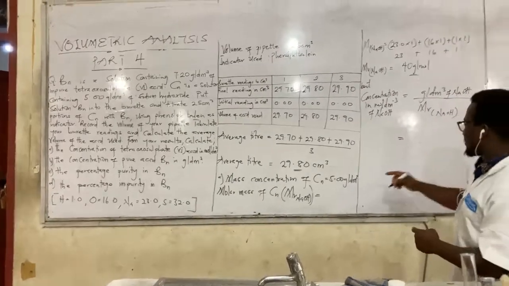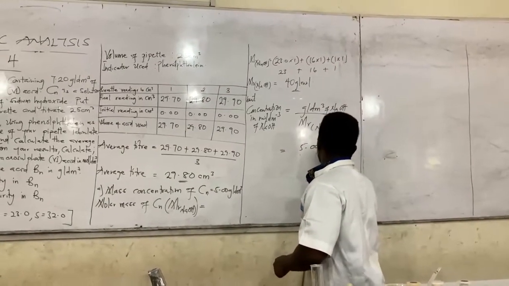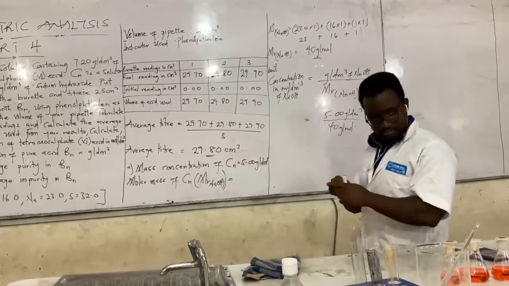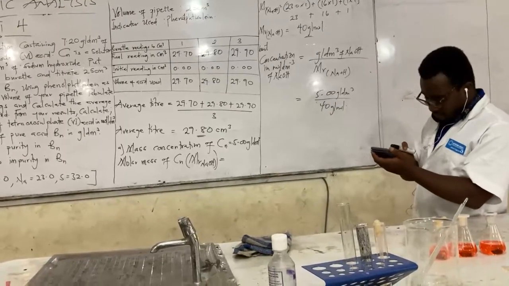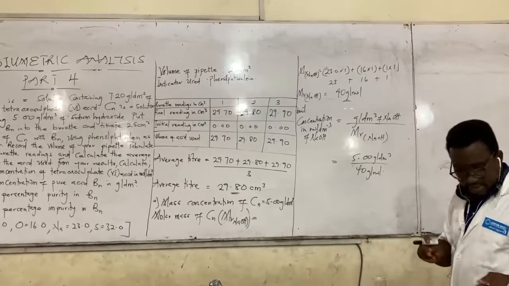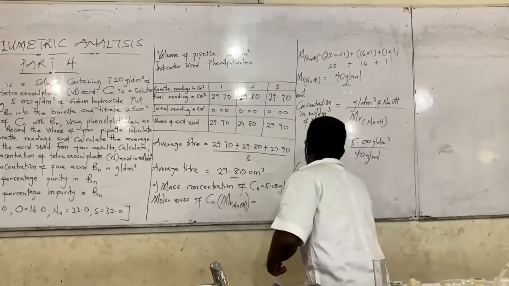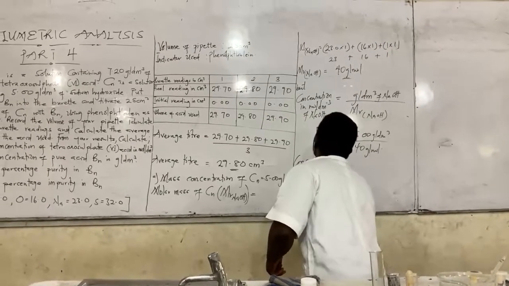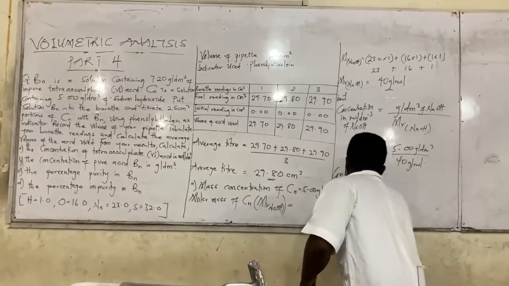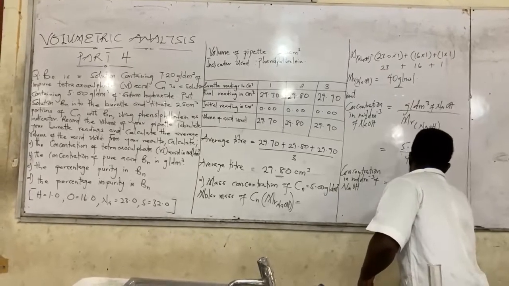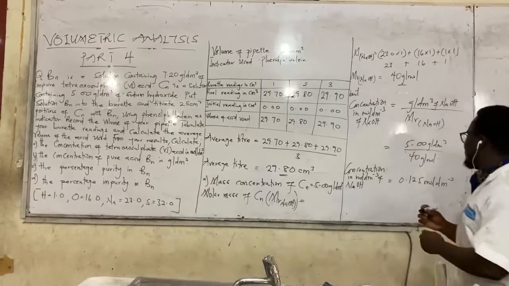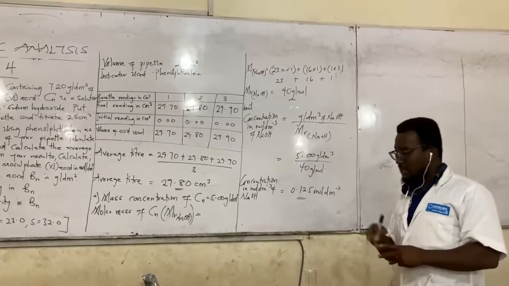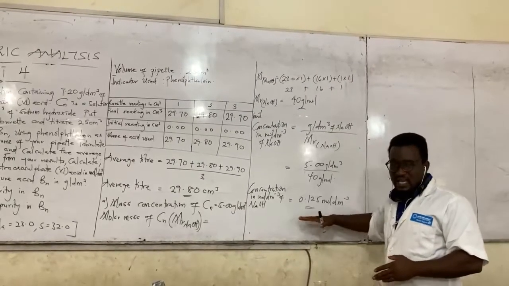So it means we can pick the mass concentration, which is 5.00 gram per dm³, divided by the molar mass, gram per mole. At the end, what do we have? 5 divided by 40, so the concentration in mole per dm³ of NaOH is equal to 0.125 mole per dm³. So this is the concentration of the base. Now we have been able to determine the concentration of the base in mole per dm³.